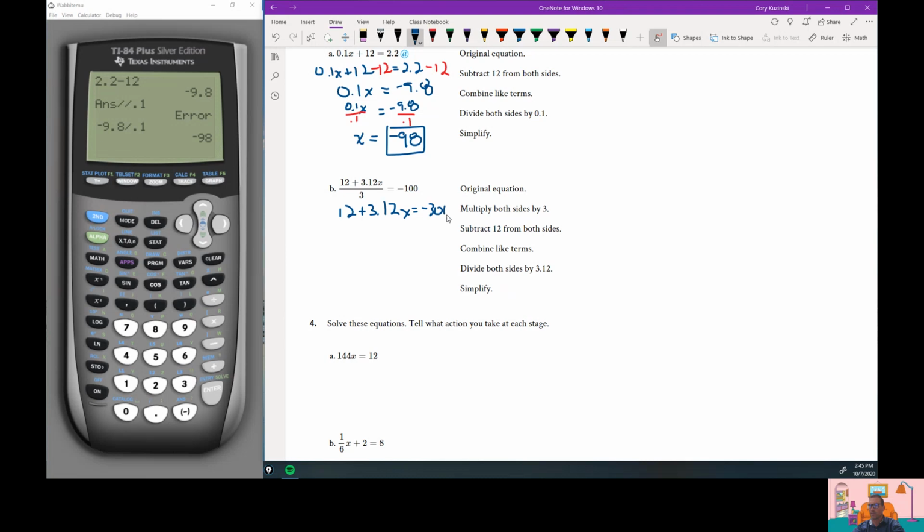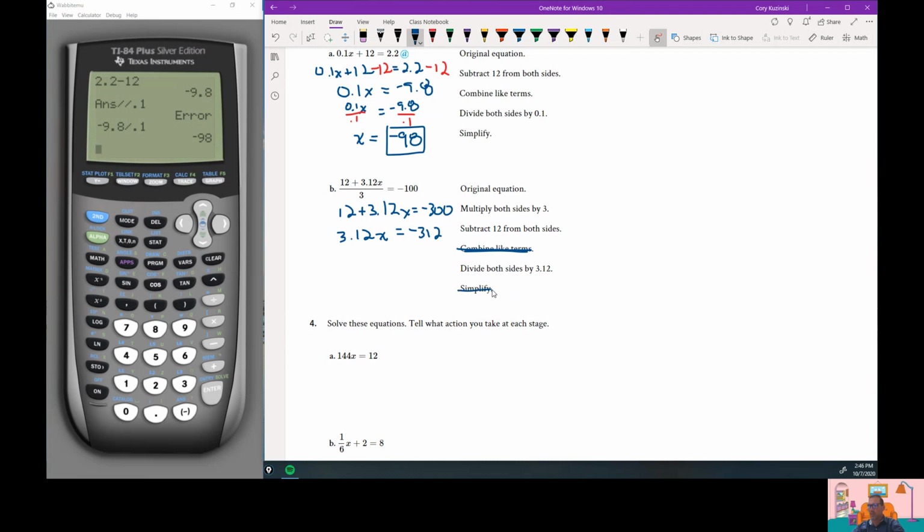the right I'll get negative 300. And then when I subtract 12 from both sides, the 12 will disappear on the left, and I'll get negative 312 on the right. Let's get rid of the combining like terms. I mean, I already did it. Negative 300 and negative 12 together make negative 312.